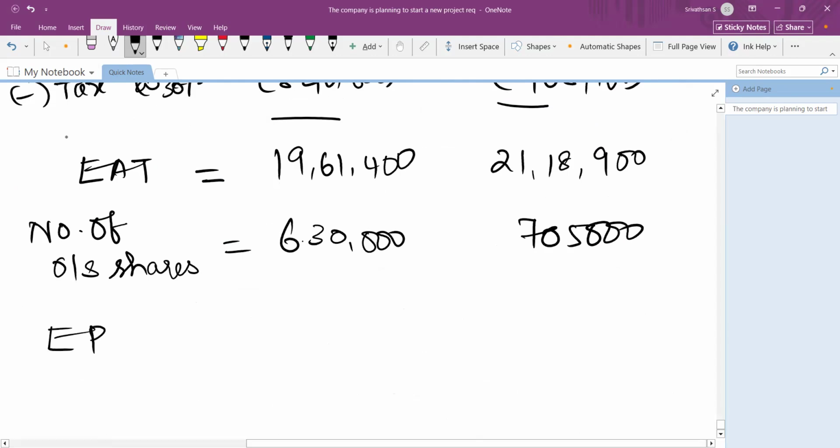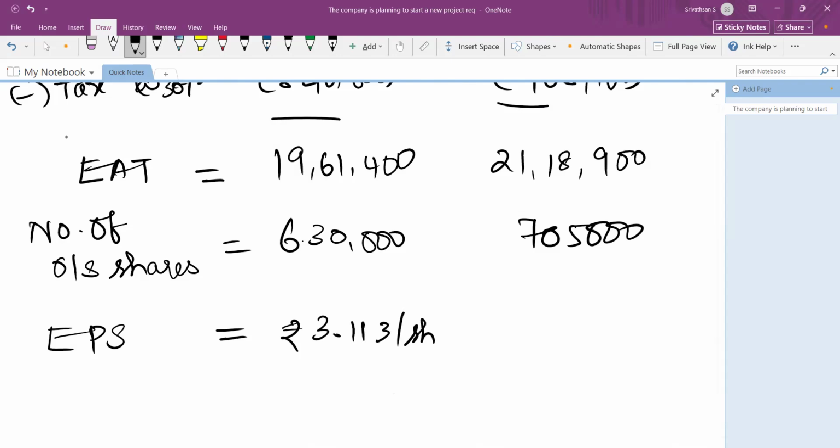So what will be the EPS under both the options? EPS under option 1 is 19,61,400 divided by 6,30,000. We get rupees 3.1133 per share. This is the EPS under option 1. And EPS under option 2 will be 21,18,900 divided by 7,05,000. We get an EPS of 3.005 per share. So it is 3.005 per share under option 2.